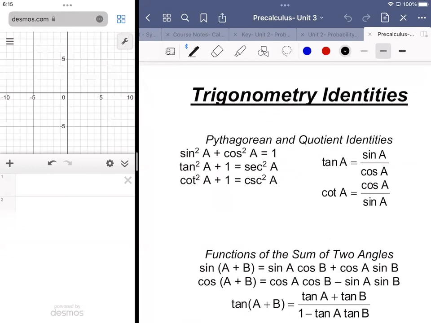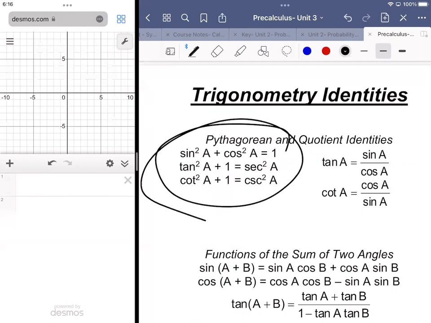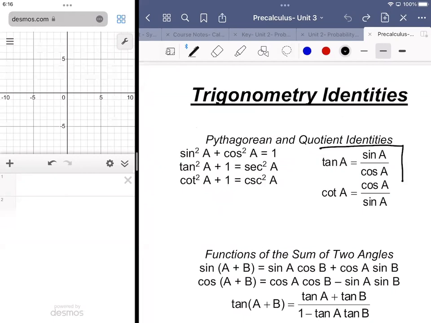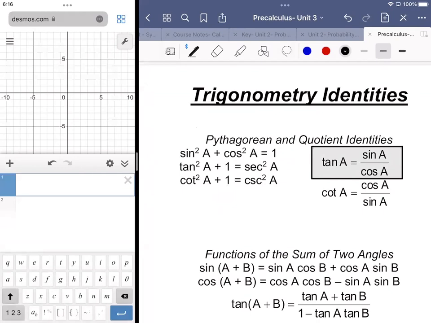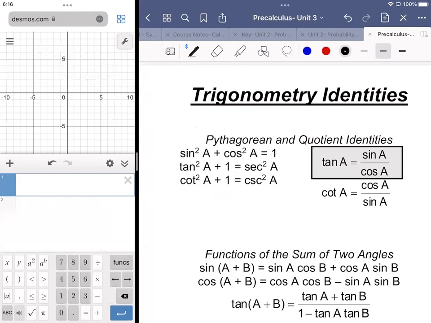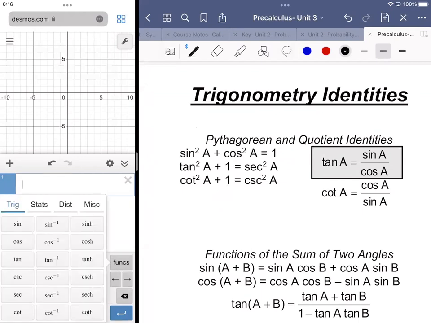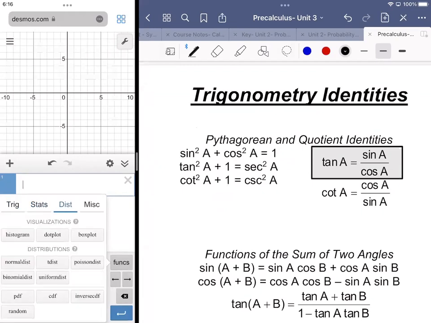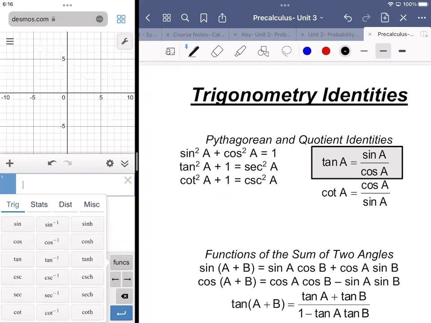Like, for example, I'll start off with something simpler than these because I'll get into these in a minute. Something that we know is that tangent is equal to sine divided by cosine, sine of A divided by cosine of A. So one way I can verify that would be to go into Desmos under trig. If you tap on functions, it brings up this submenu with trig, stats, distributions, and miscellaneous. And in the trig menu, we have a lot of stuff that we would need, one of which is tangent.